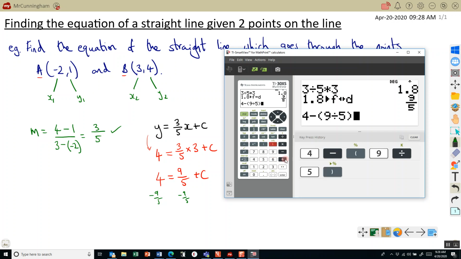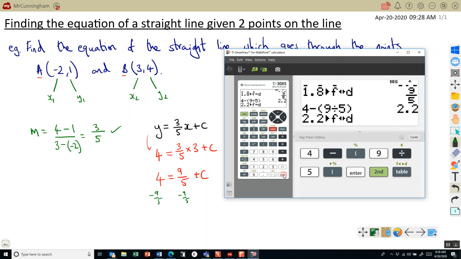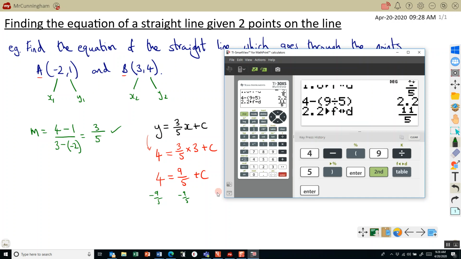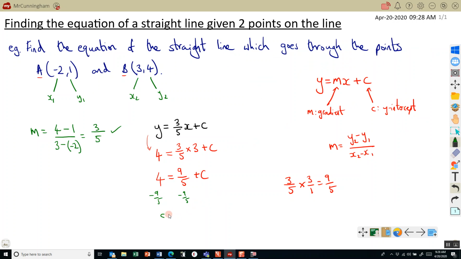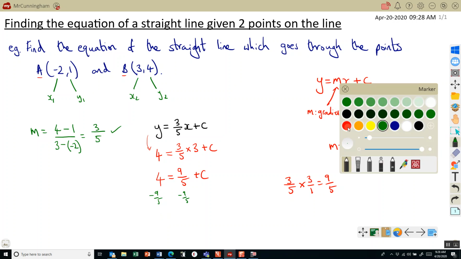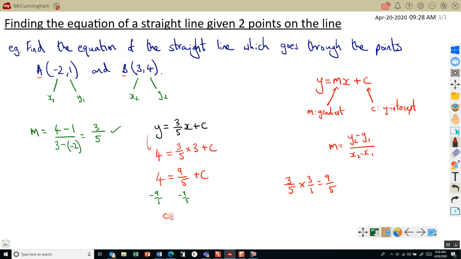I get 2.2. If I want to put it back into a fraction, 11 over 5. So c equals 11 over 5.